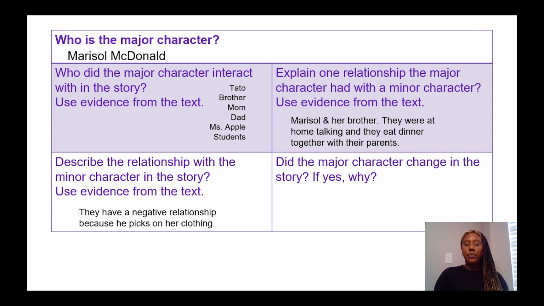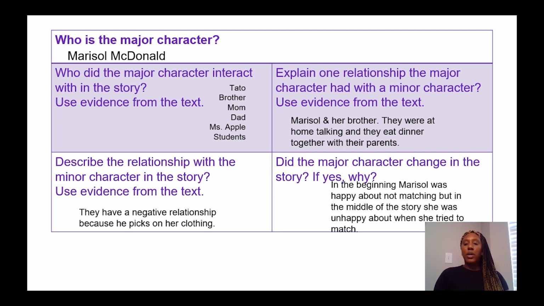The last thing I want to think about is any changes that the major character went through throughout the story. Did they change in any way? So I know at the beginning of the story, Marisol was very happy because she had her own unique style. She was mismatched and she enjoyed it. But then everyone started commenting and picking on her, so she decided that she was going to match. But when she decided to match, she became very unhappy. So at the beginning, she was happy with how she was, but then towards the middle, she was unhappy because she tried to change who she was.